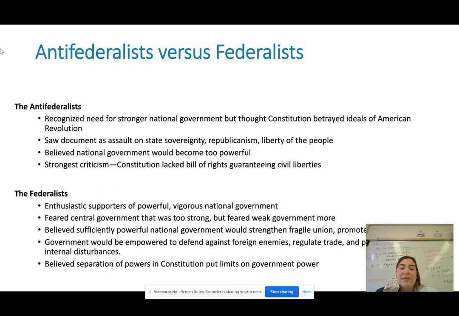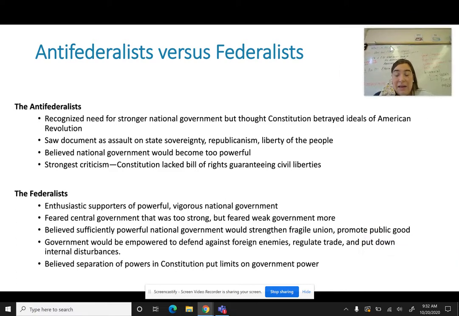They thought that a sufficiently powerful national government would strengthen the fragile union that they had, and promote the public good. The government would be empowered to defend against foreign enemies, to regulate trade, meaning really just to make sure that business state to state is fair and that Pennsylvanians aren't ripping off New Jerseyans and things like that. And they would put down internal disturbances like Shays' Rebellion.